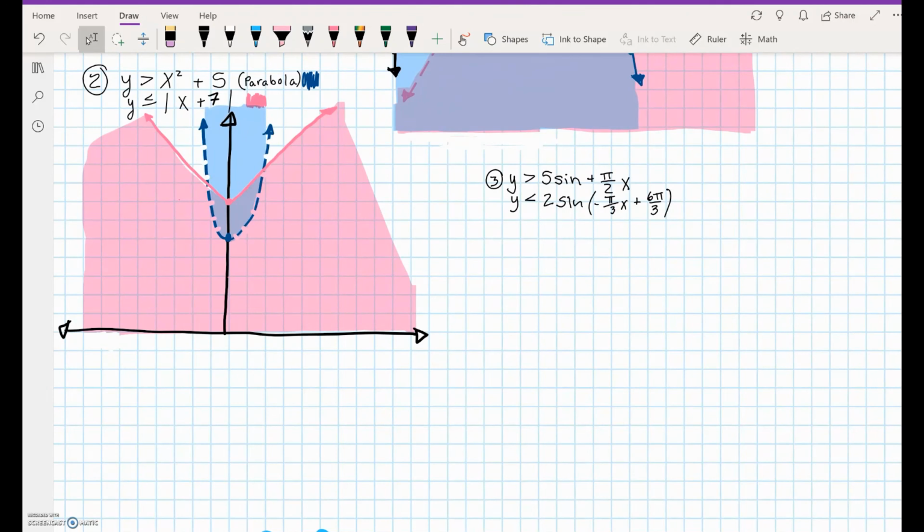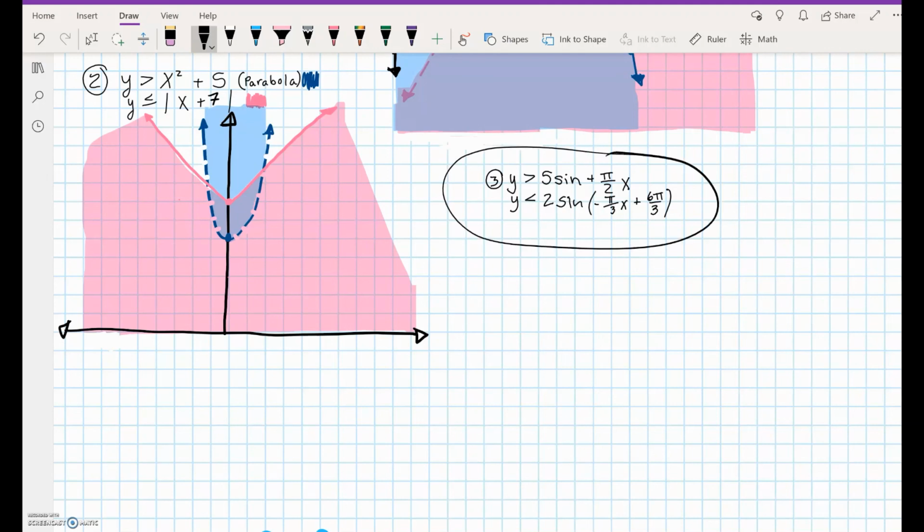So the next one that I had is a parabola, and this is another one of those absolute value equations. All these were is really simple, and then just little shifts. So this plus 5 meant that my parabola was moved up 5, and this plus 7 meant that this was moved up 7. So I gave it a little shade, and this is where they're both true.